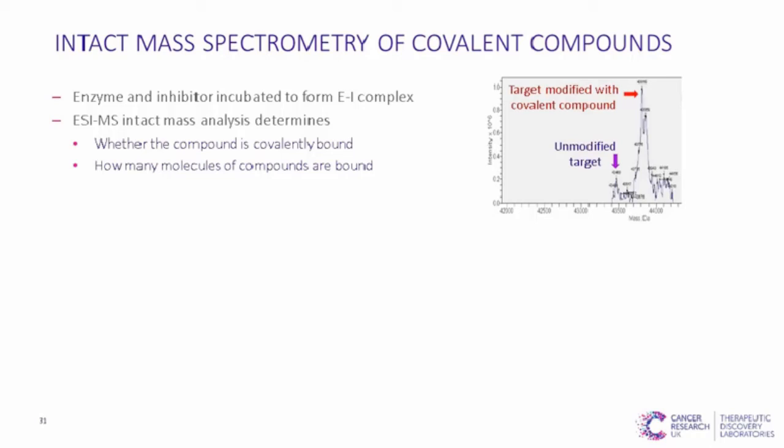In this technique, enzyme and inhibitor are incubated to form a complex, and then electrospray ionization mass spectrometry intact mass analysis determines whether the compound is covalently bound and how many molecules of compound are bound. In this example, the first peak highlighted in purple shows the expected mass of the unmodified target, and the second peak highlighted in red corresponds to the mass of the target plus the mass of the covalent compound.